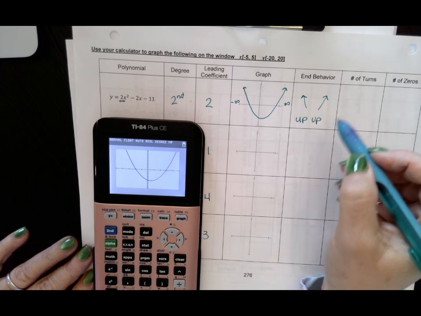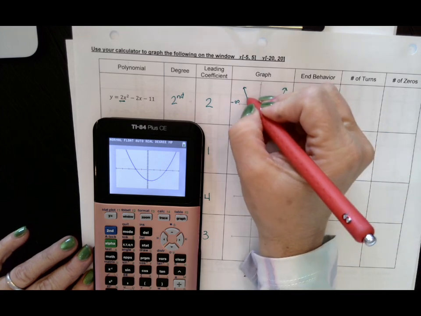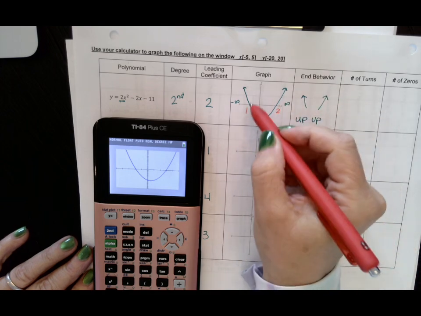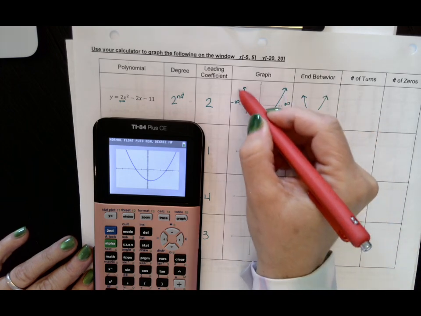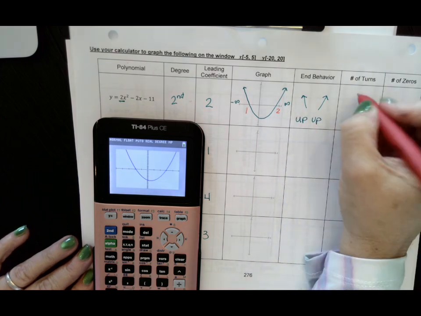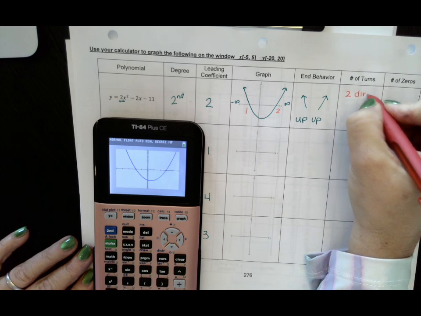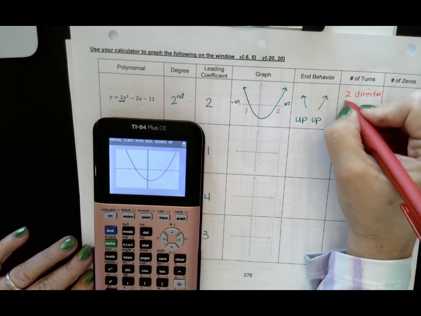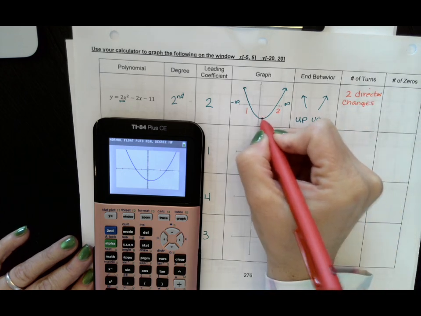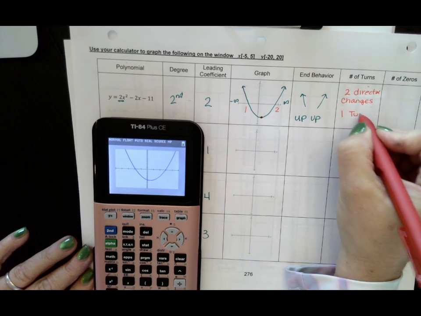Now the number of turns is the number of times I'm changing direction. So if I go down this way, this is 1. And I go up this way, this is 2. So I have 2 turns on here. So I switch directions twice, so 2 direction changes. We are going to say that we're only changing here 1 time. So I have 1 turn.